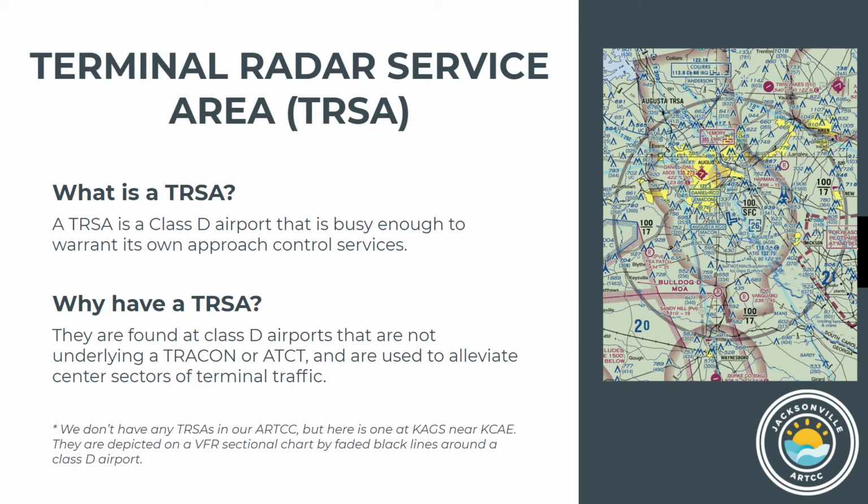Now, we don't have any of these, but we'd be remiss if we didn't let you know about them. There are none of these in Jacksonville. This is showing a terminal radar service area in Augusta, and this is essentially the services of a Class Bravo, but in a Class Delta airfield.